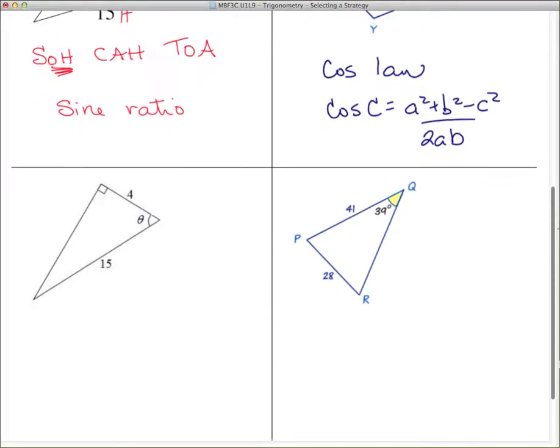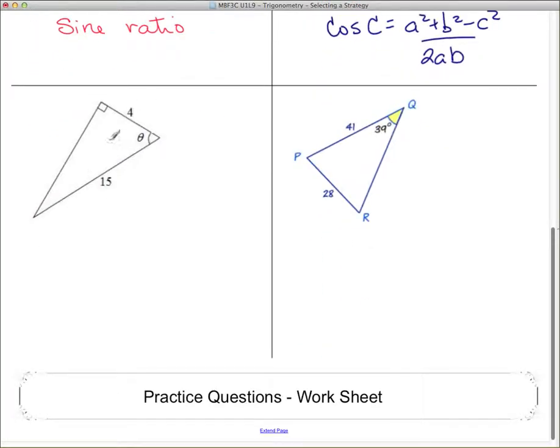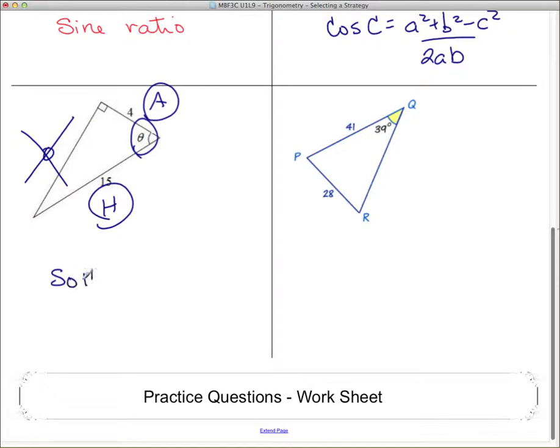2 more to go, ladies and gentlemen. Let's see how quickly I can say them. It is a right triangle. We're talking about an angle, so it can't possibly be Pythagorean theorem. So when I look at the sides, this is opposite, this is adjacent, this is hypotenuse. It's the A and the H that have the information on it. The O is not used at all. So if we're looking at CAH TOA, we're looking at the AH situation. That is the cos ratio.